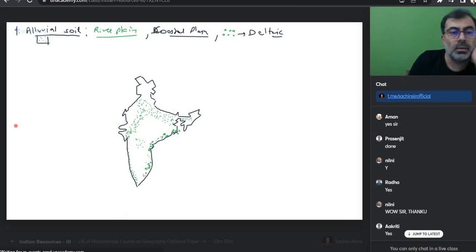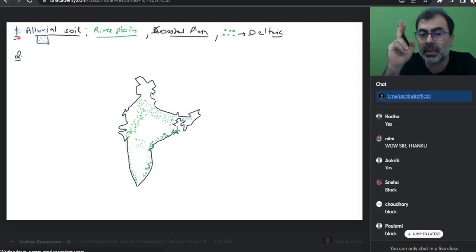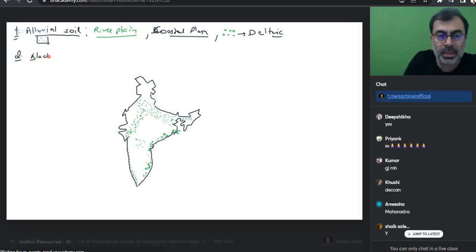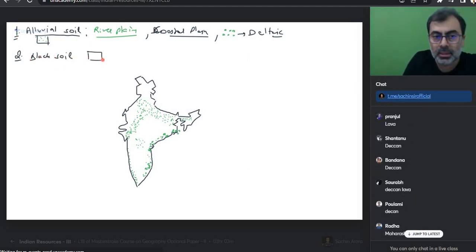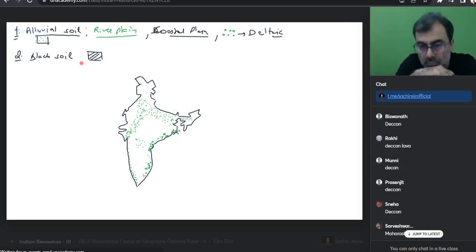Second category. What is the second category? Quickly tell me. I got it written in class 8. Second is what? Black soil. Where is the black soil region? Quickly tell me. Is it connected to the parent material? Parent material. Plot it. Your symbol for black soil is this. Let me see how many of you are able to do it. Black soil.